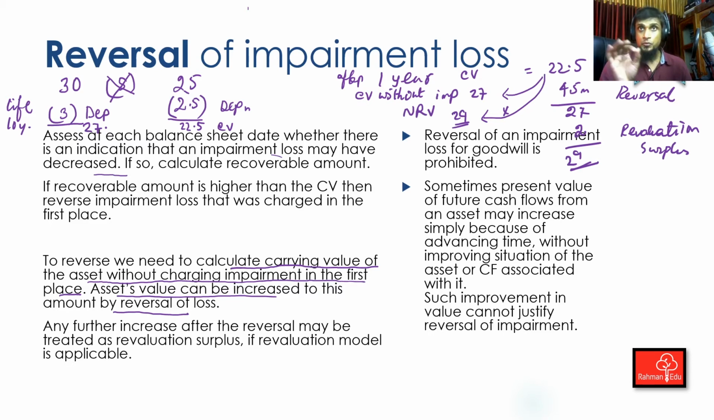Right. So first I would say 22.5 to 27. This portion is the reversal of impairment loss. Then if I need to increase further, that can be classified as revaluation surplus. Very good understanding. Now let's put some more illustration over here to clarify this topic.